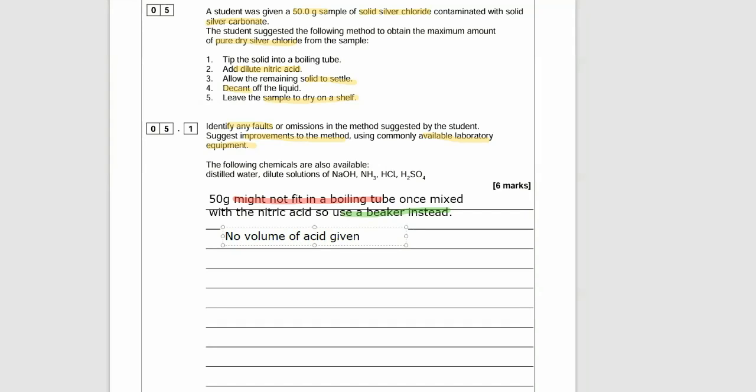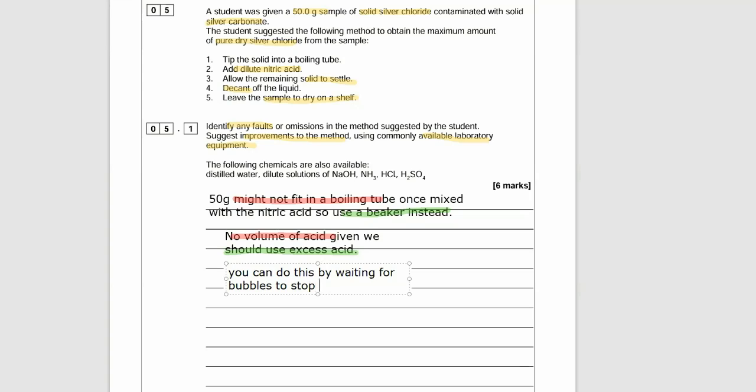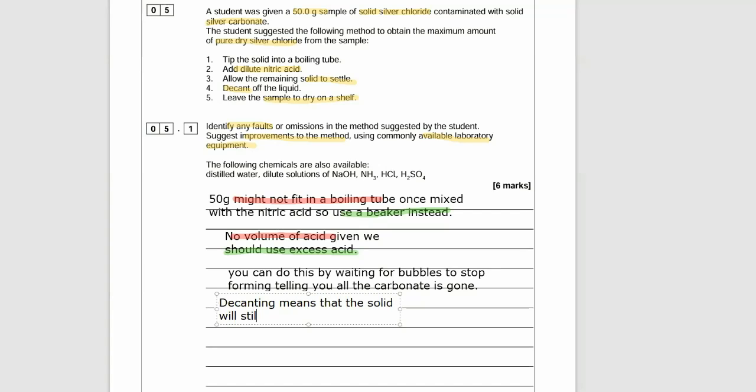They haven't said the volume of acid. They've just said add dilute nitric acid. They haven't given us a volume. So no volume of acid given. We need to use excess acid to ensure that we've got rid of all of the carbonate. Now, how will we know that's happened? We'll know we've got rid of all the carbonate when all of the carbon dioxide bubbling stops. So you're going to keep adding nitric acid until the bubbling stops. We need to ensure excess.